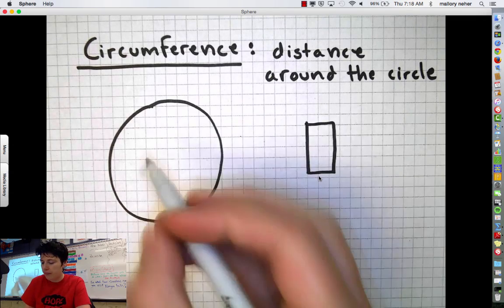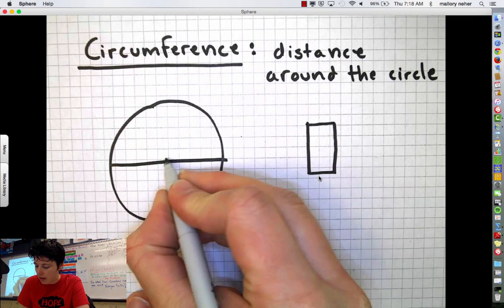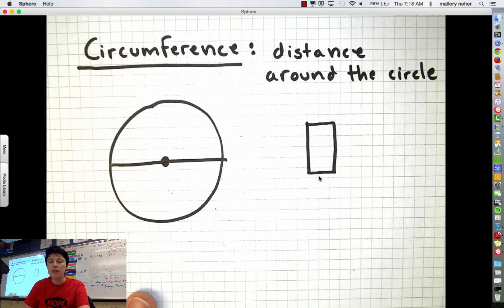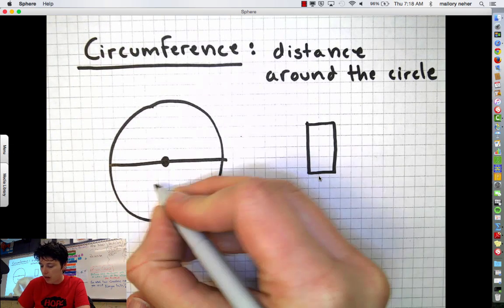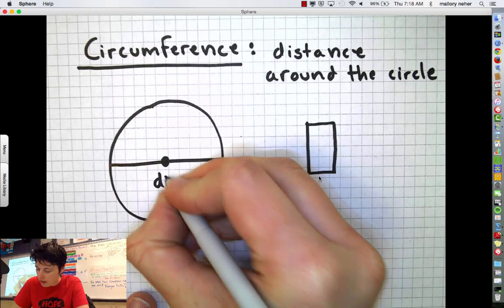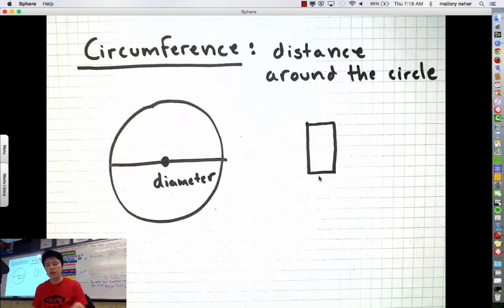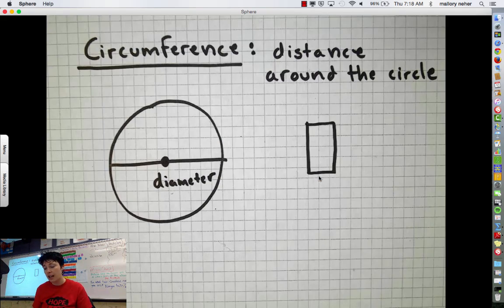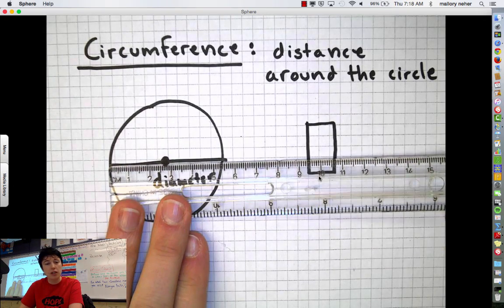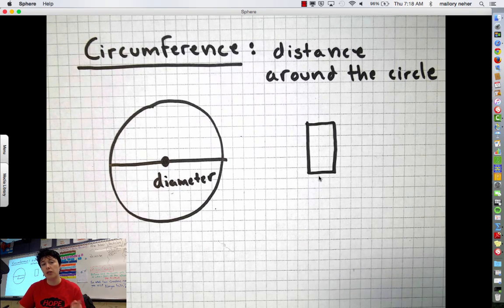It's kind of interesting. So in the circle, if you were to draw a line right through the center of the circle, we have this thing called the diameter. And a lot of times we use the letter D for diameter, but I'm going to write it out for our notes, diameter. And the diameter goes right through the center of the circle, and it's a straight line, and it is measurable with a ruler. I can use a ruler and measure a diameter. So that is one thing that's a little bit easier to measure on a circle.